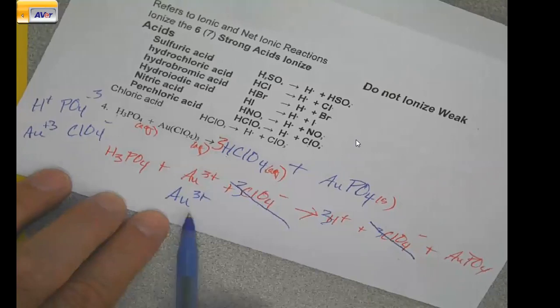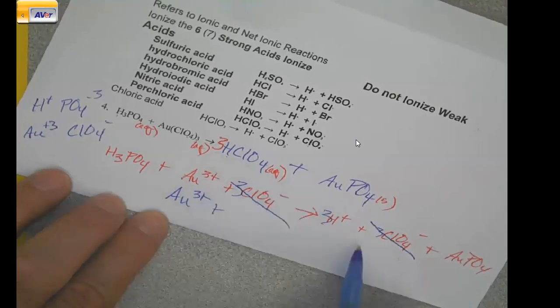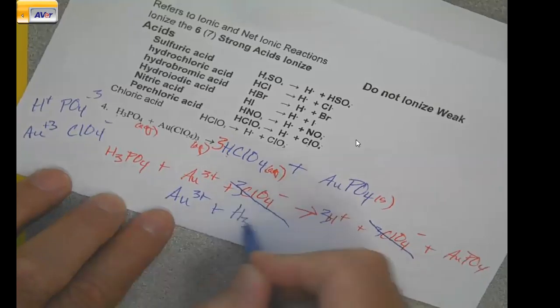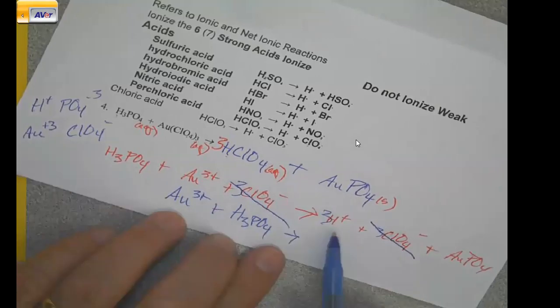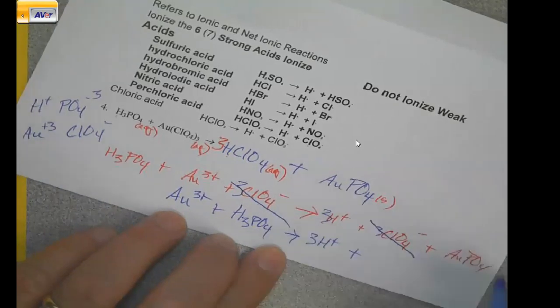We have the Au3 plus, then we have what? 3H plus. Well, we got to get this over here on there too. So just H3PO4. Good. And then on this side, we have what? 3H plus, plus AuPO4. Good.